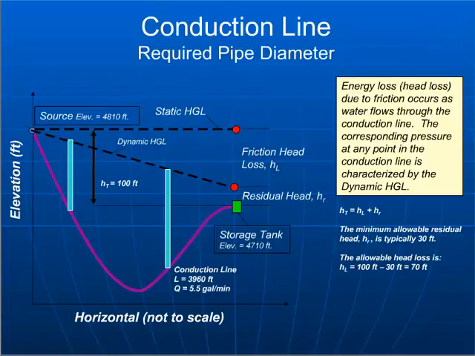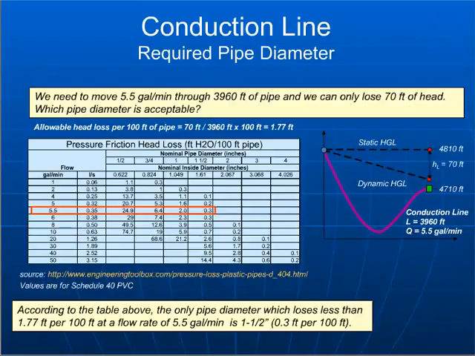So now our question becomes, what size pipe diameter would be necessary in order to convey 5.5 gallons per minute over a distance of 3,960 feet on the horizontal, but then we're only going to be allowed to lose 70 feet of that total static pressure that we started with from that static hydraulic grade line.